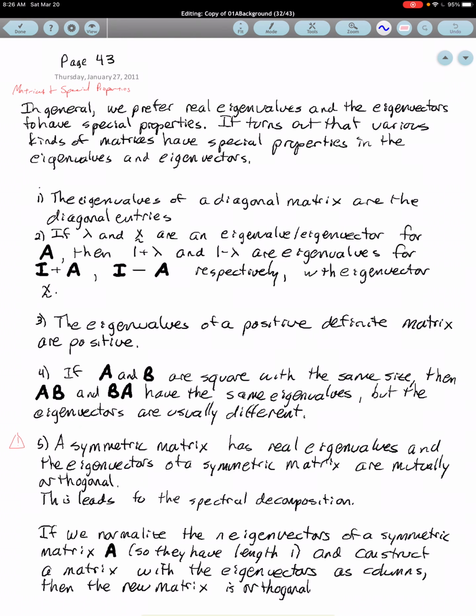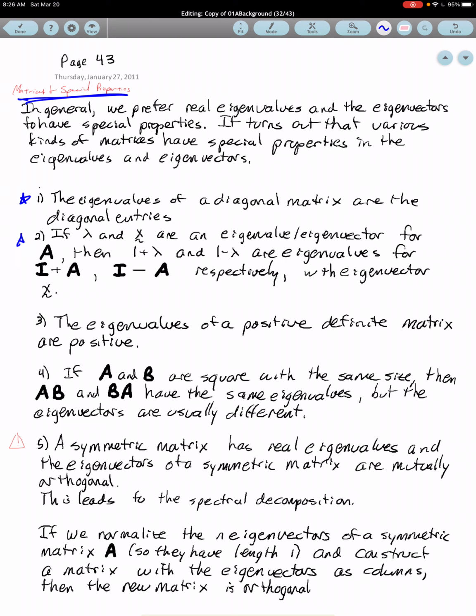Okay, so special matrices have special properties of their eigenvalues and eigenvectors, and so that's where the notes go next. They talk about which matrices have special properties. So the first one says that if we have a diagonal matrix, then the eigenvalues are the diagonal entries. So that's sort of the easiest case. Of course, we will be dealing with matrices that aren't diagonal much of the time.